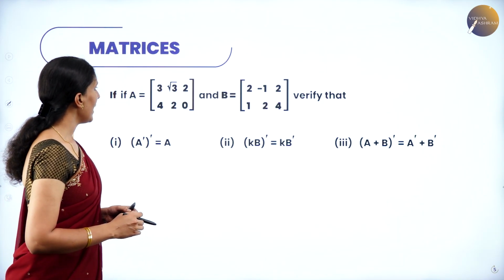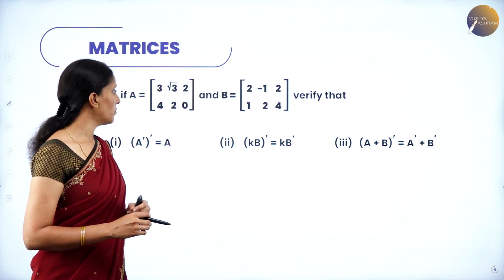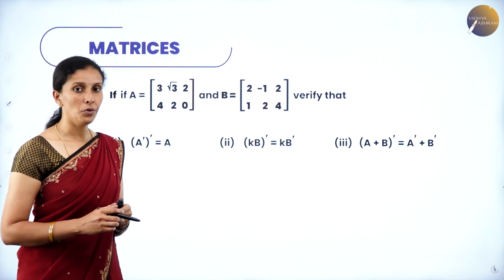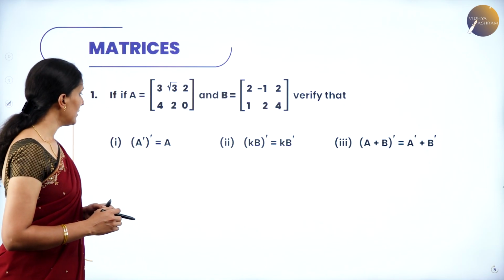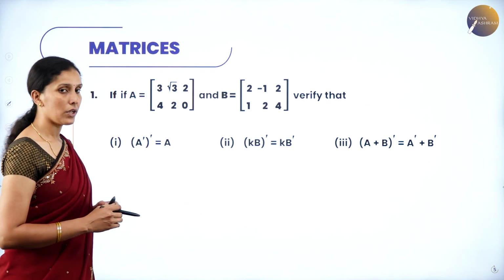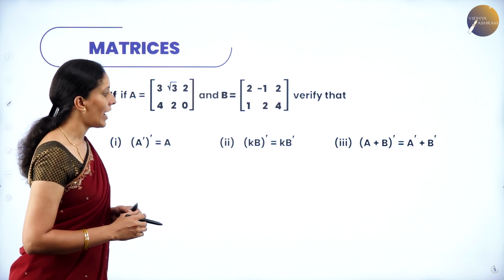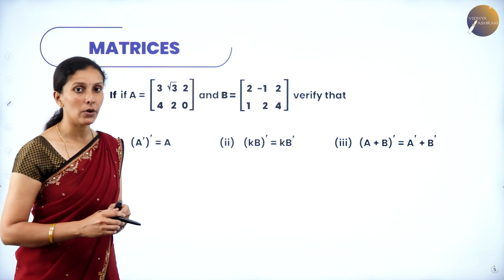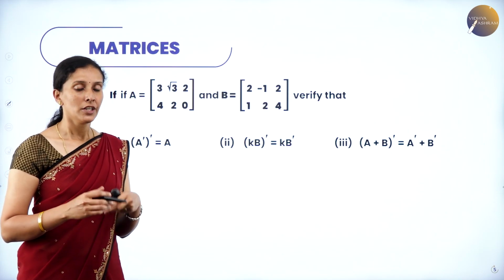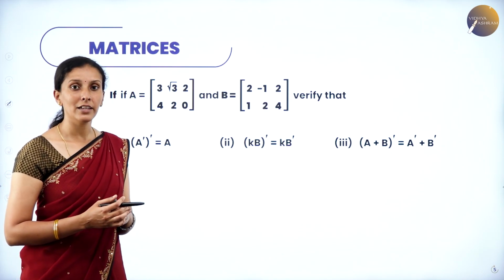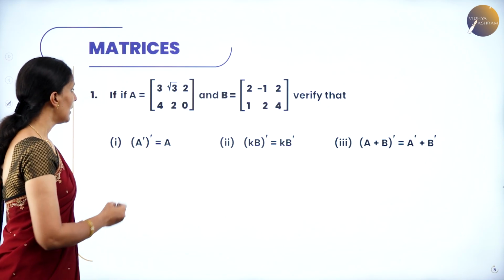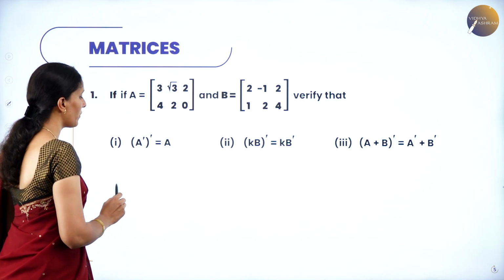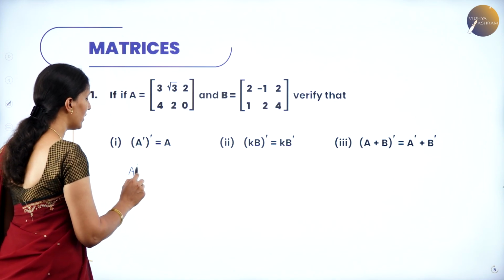If matrix A is equal to 3, root 3, 2, 4, 2, 0 and matrix B is 2, minus 1, 2, 1, 2, 4, verify that A double dash is equal to A, KB whole dash is equal to KB dash, or A plus B whole dash is equal to A dash plus B dash. So instead of dash, you can also say the transpose. So here, let's see now. We have A transpose whole transpose, so we have A. So let's solve the first one.